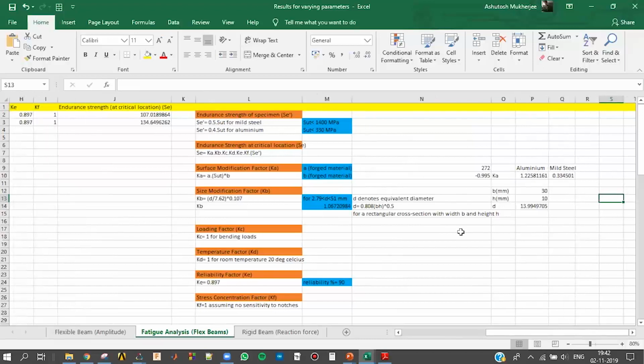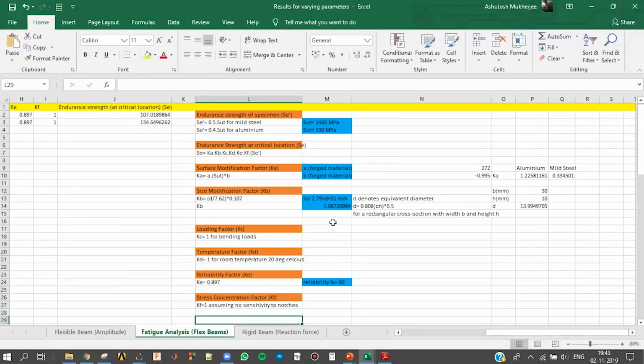Accordingly, we calculate the value of Kb, and for both the aluminum and mild steel, since their cross sections remain constant, the size modification factor is about 1.067. Coming to the loading factor, because we assume that there will be nothing but bending loads on the beams, the loading factor for them is 1. The temperature factor: assuming that the labs or the apparatus operate at room temperature, the temperature factor is 1.